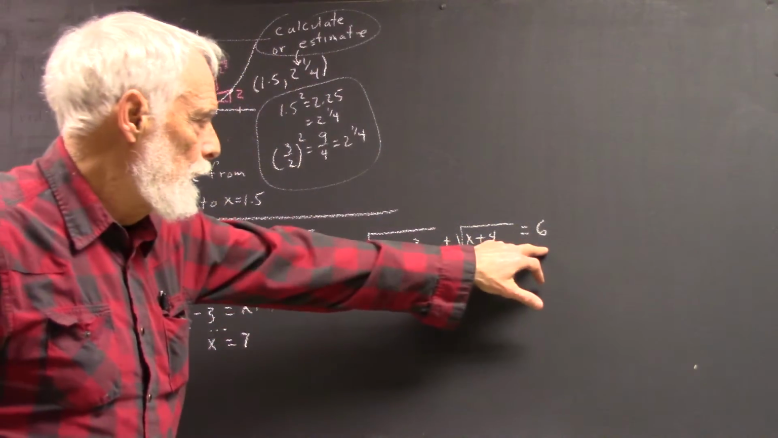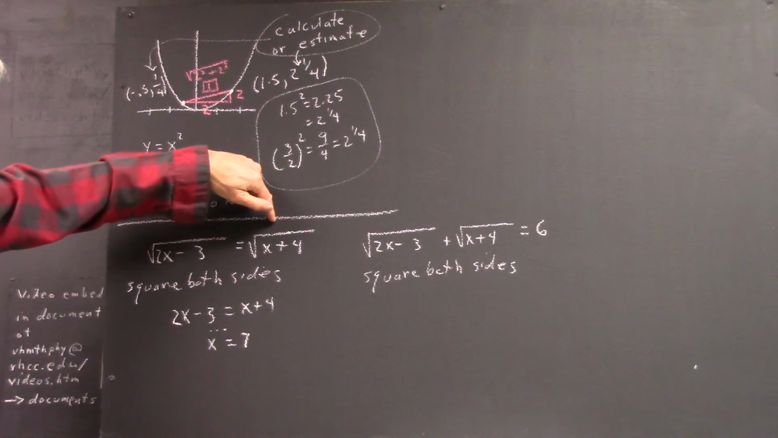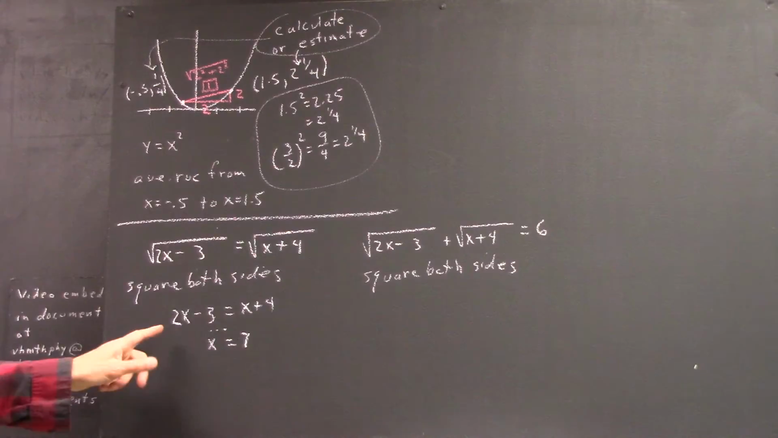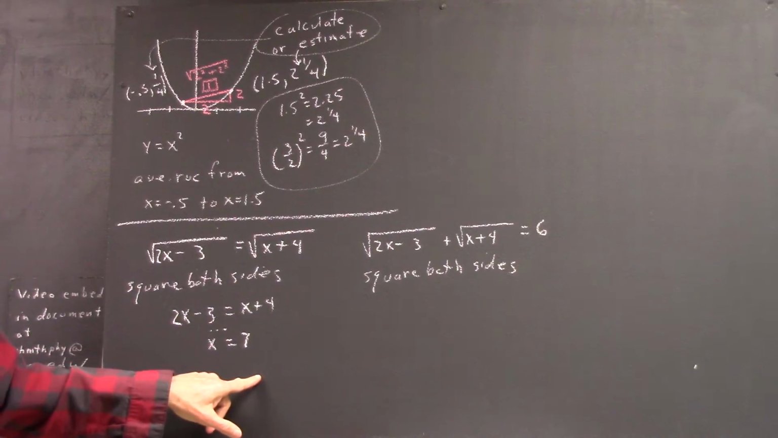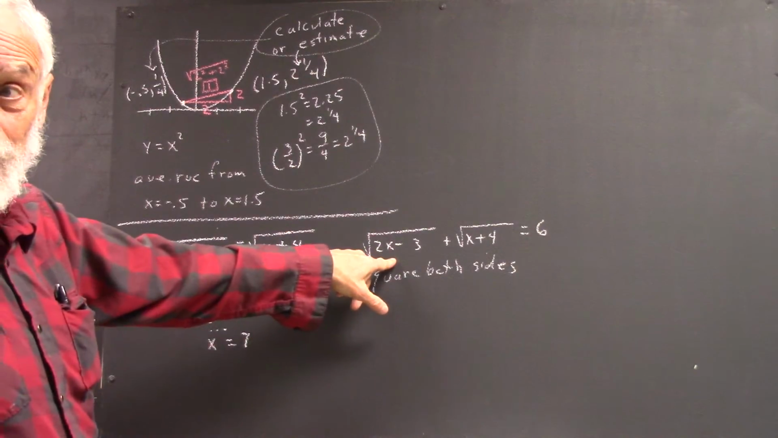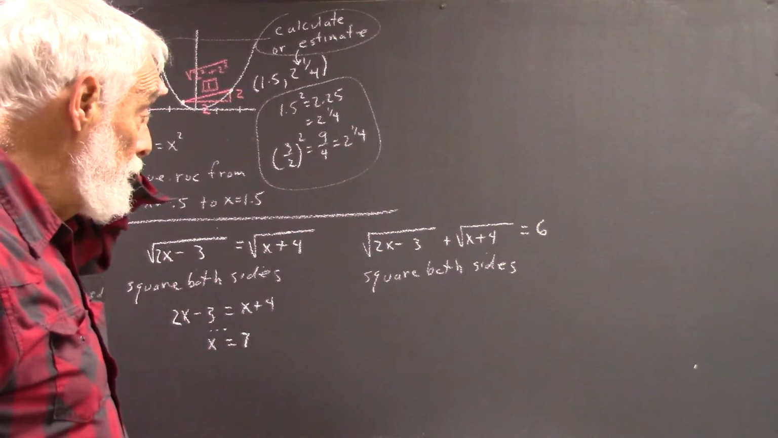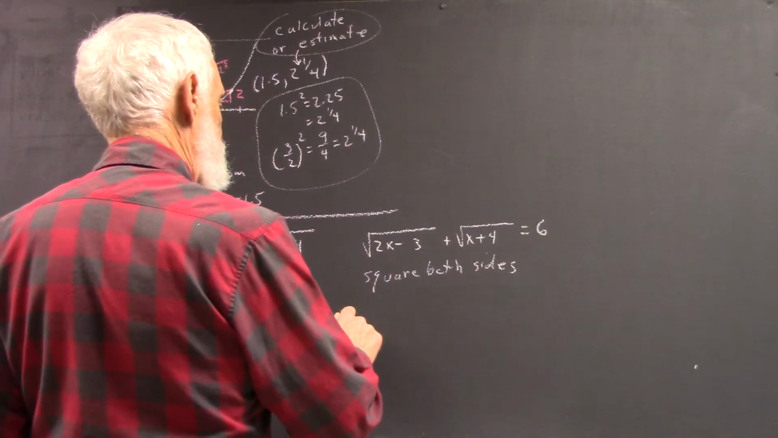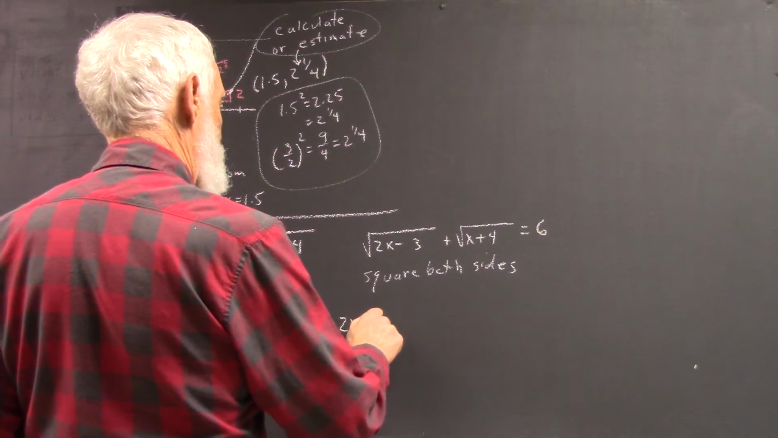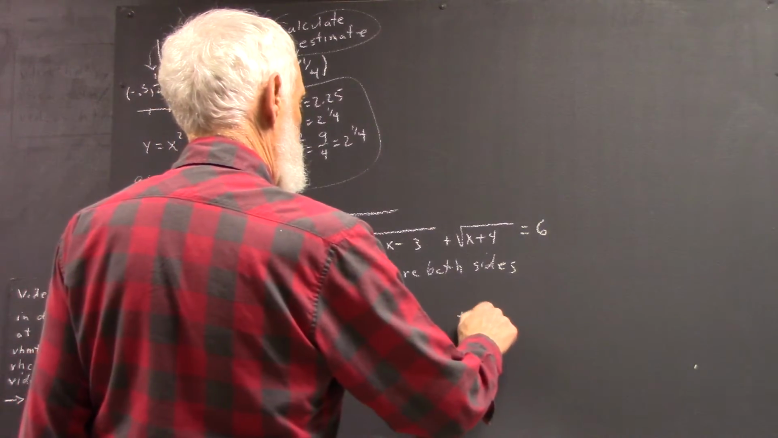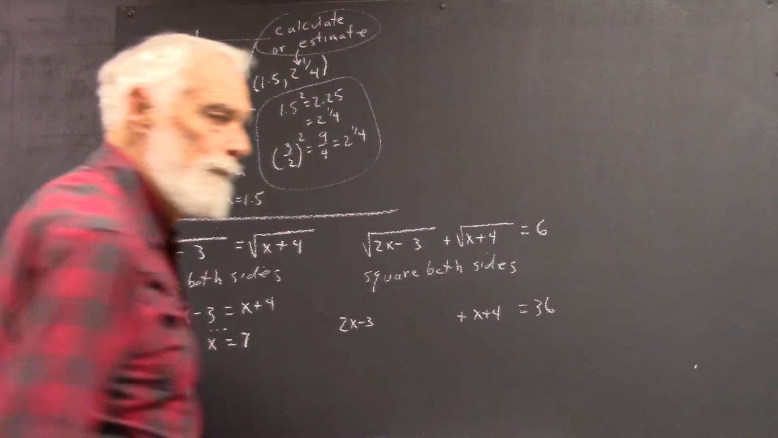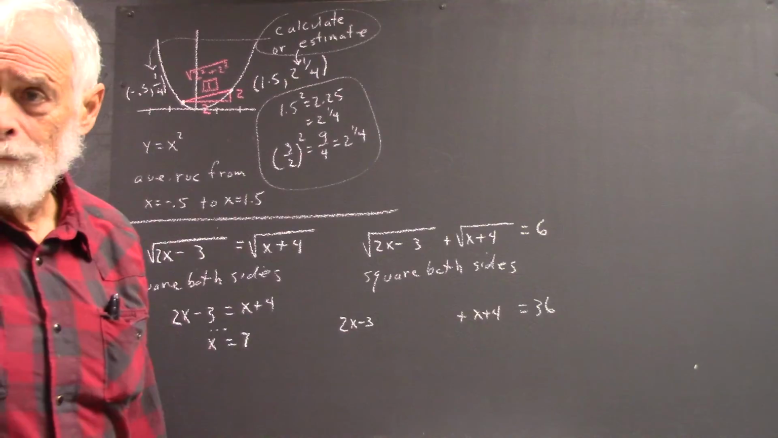Okay, if you have this equation and you square both sides, you get this, very obviously, and this is easy to solve: you get x equals 7. But what do you do when you have this? Well, you square both sides, and you'd be tempted to write down this, but that would be wrong.